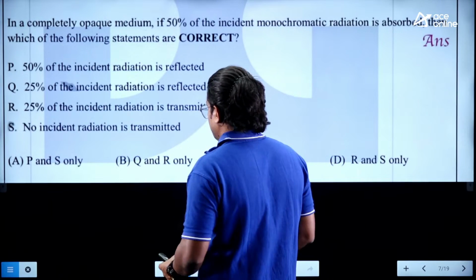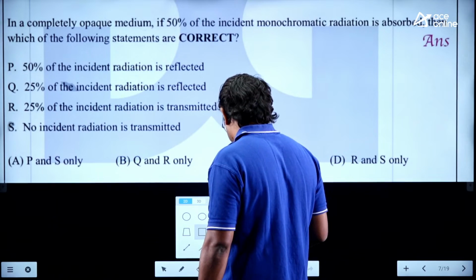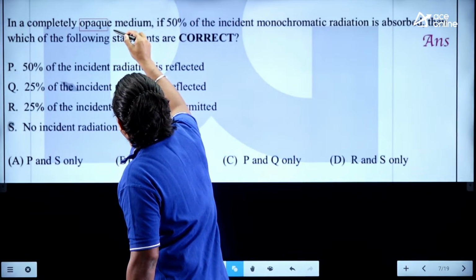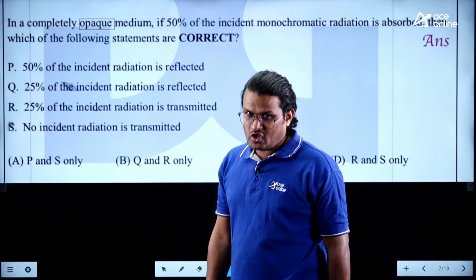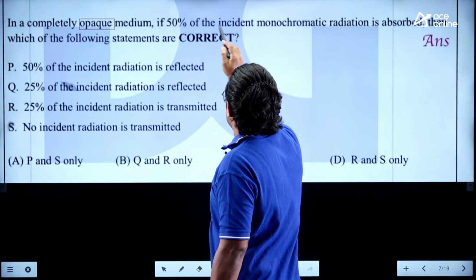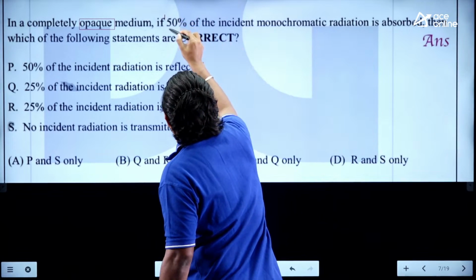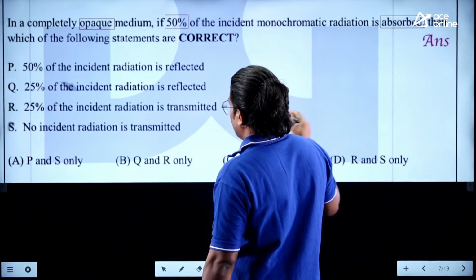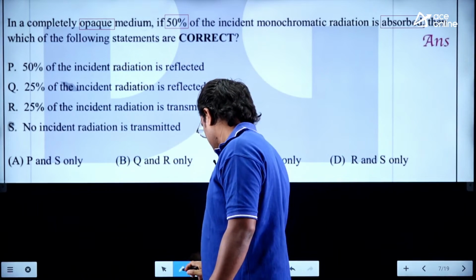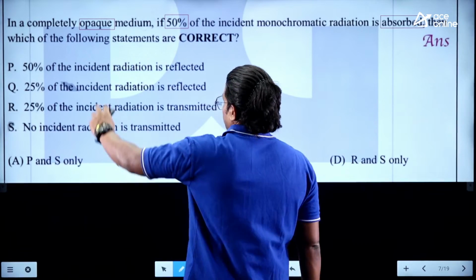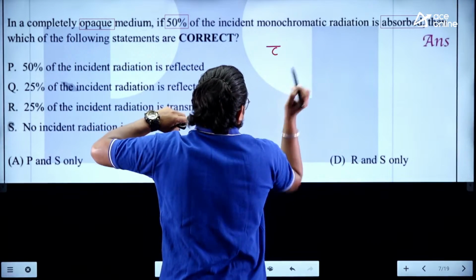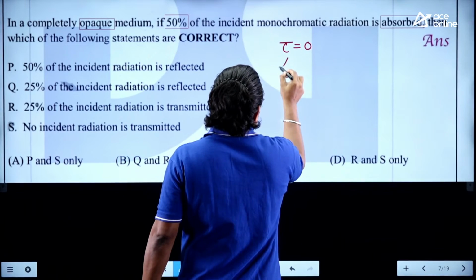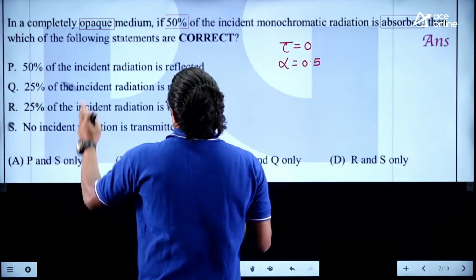So in this question, again, important points: in a completely opaque medium. He said opaque. What do you mean by opaque? Opaque means transmissivity 0. If 50% of incident monochromatic radiation is absorbed, so how much absorbed? 50%. So absorption is 50%. Then which of the following statements are correct? In a completely opaque medium, opaque means tau is equal to 0. Alpha is equal to 0.5, 50%.